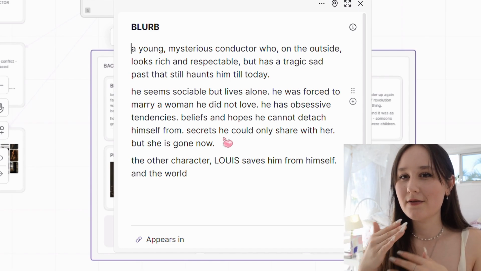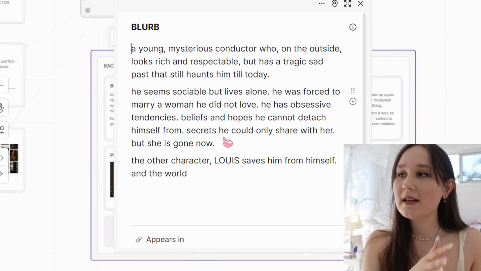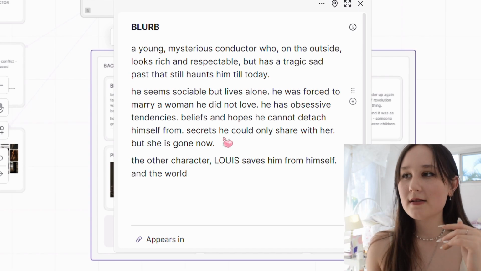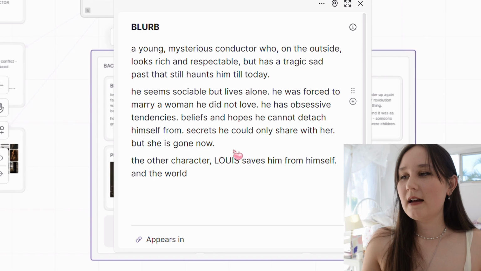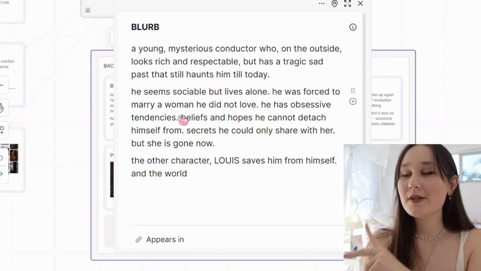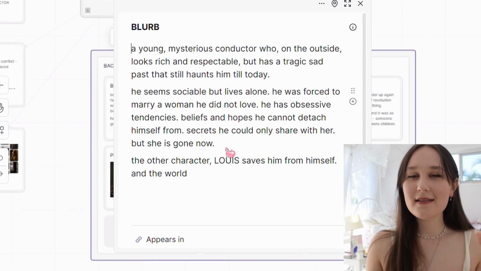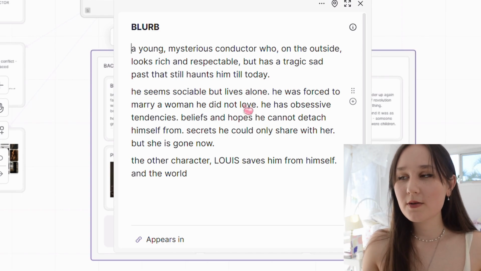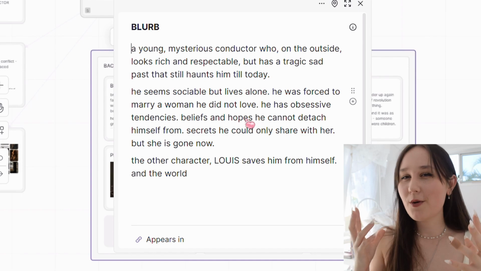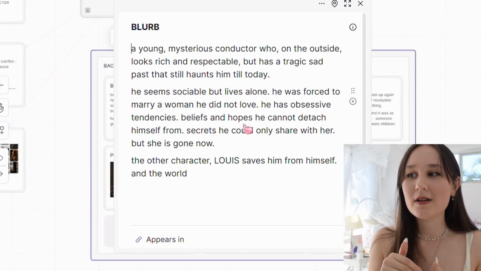Lots of things are represented in the personality. So it's good to see parallels to keep things consistent, but beliefs, but she's gone. So it also shows that he maybe didn't love this woman, but he could talk to her. So it's showing that there's something going on there.